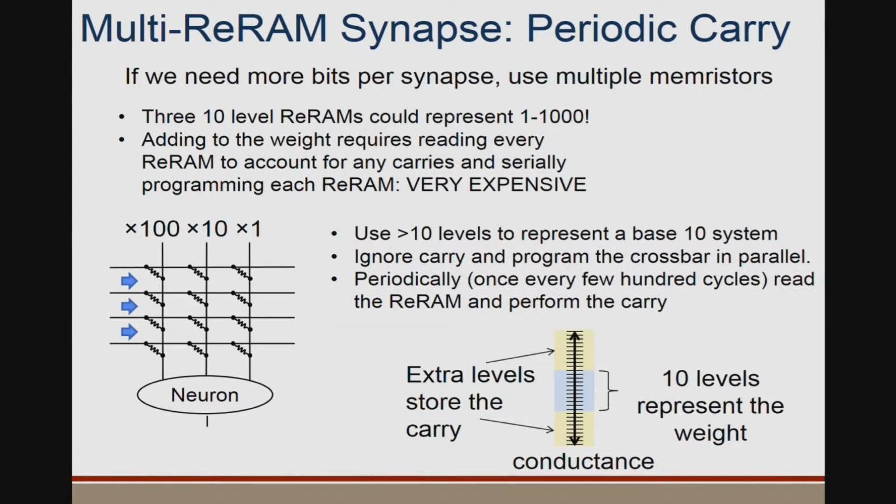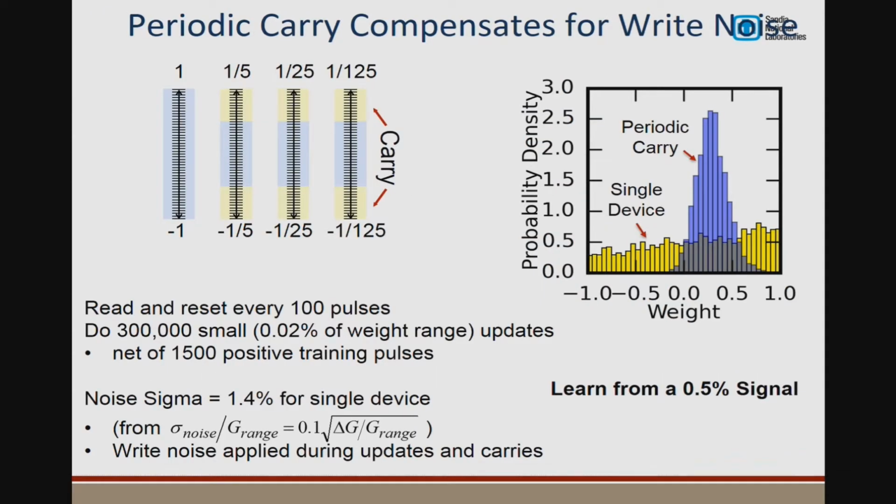And the key is simply that you want to have some extra levels to store the carry. So now when you're at 9, you can go to 10, 11, 12, and then every few hundred cycles, you do the carry. So you can average out the cost of performing a carry. And that lets you get the benefit of both the parallel writes and the base 10 type number system. And so you can see that this helps with the noise. If you had a device where your noise is larger than your individual updates, and you tried to train a single device, you would have no idea what you're learning. But with the periodic carry, you can learn what the weight's supposed to be.